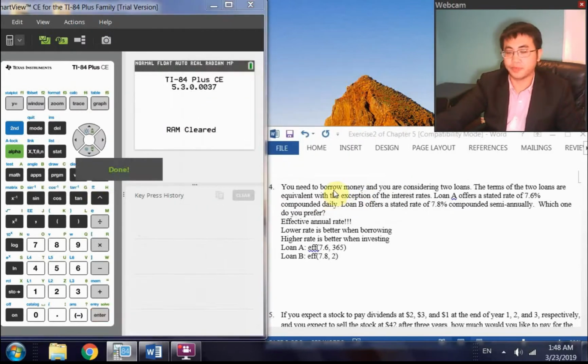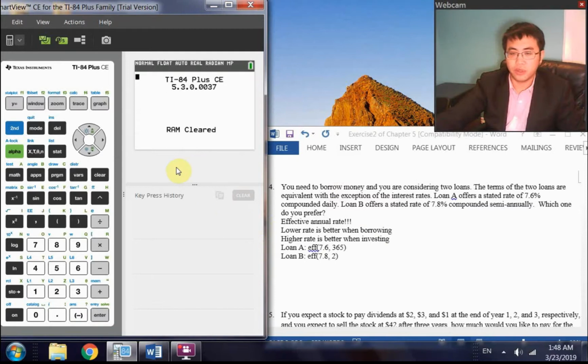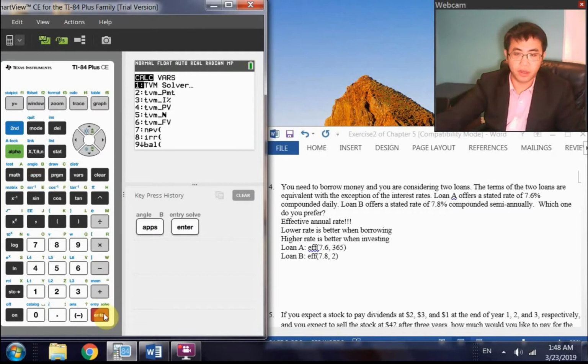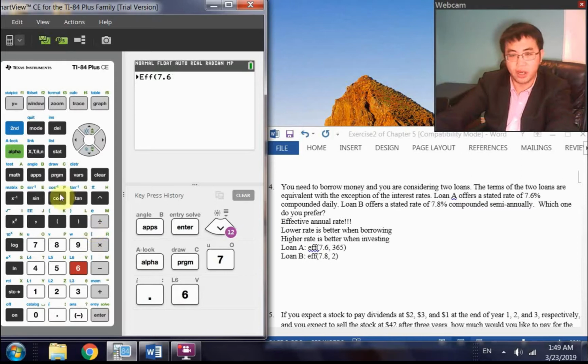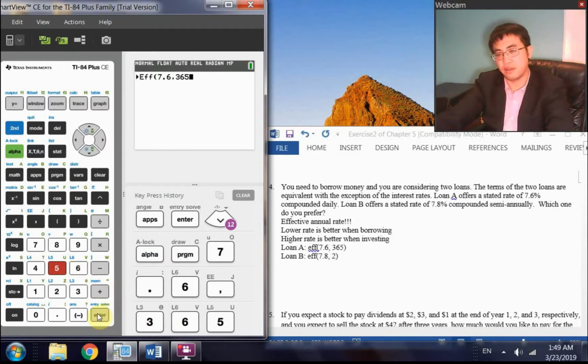Okay, just reset everything. Now I'm going to do the effective rate, and I'm going to hit apps and then finance. Okay, and then I scroll all the way down. You can see that's option C. And how do you click C on your calculator? You see A, B, C are listed here in green color. So you can use alpha program to get option C. So if I do that, the effective rate is open. And then I'm going to put a 7.6, the annual rate for loan A, separated by comma, and a 365, and then just hit enter. I don't have to close the parentheses.